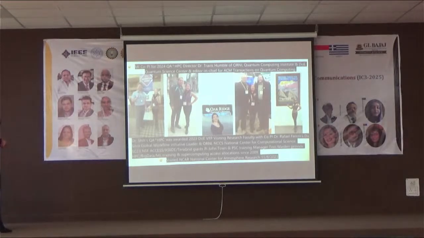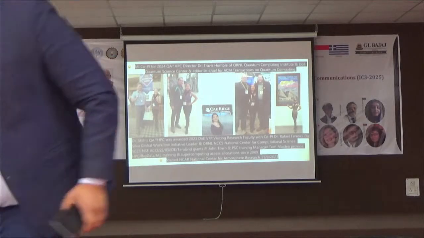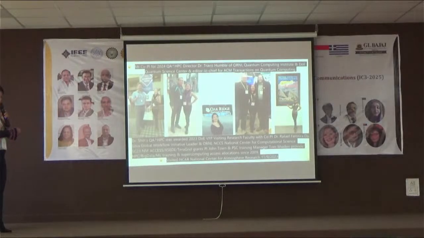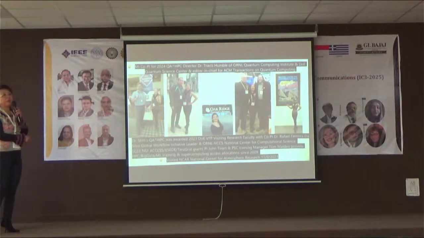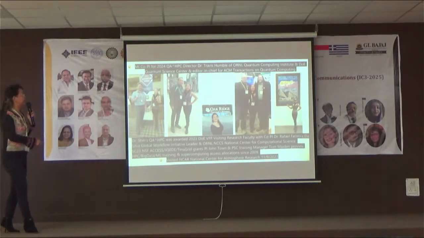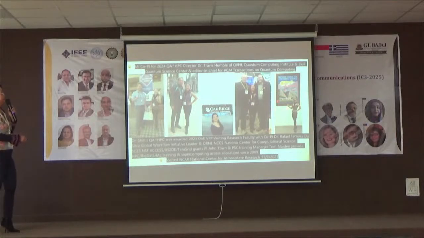Last year and the year before, and hopefully this year, I'll be working with Oak Ridge National Lab. Last summer I worked with the Quantum Science Center of DOE and the Quantum Computing Institute of Oak Ridge National Lab. And the summer before, I worked with the global leader in workflow leadership. And this is the Pittsburgh Supercomputer Center. I had the privilege to visit NCAR, the atmosphere research center, and I feel very disappointed.